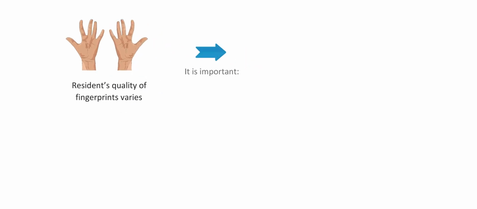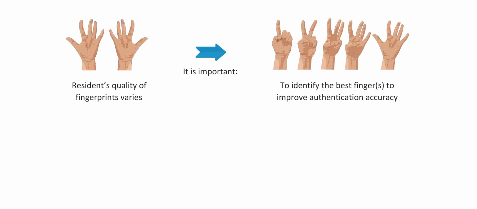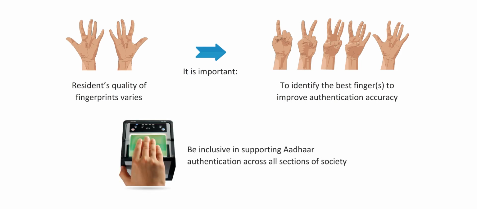Since many residents in India are engaged in manual labor, the quality of fingerprints varies considerably even among the fingers of the same resident. So, it is important to identify the best finger or fingers to improve authentication accuracy. Hence, we need to be more inclusive in supporting Aadhaar authentication across all sections of society.